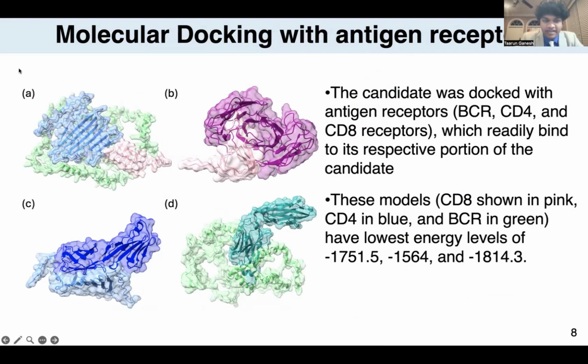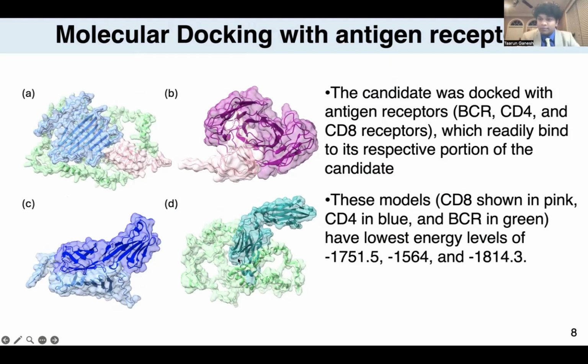So you can see in figure A here, we've color-coded our vaccine candidate: blue for our CD4, or helper T cell epitopes, pink for our CD8, or cytotoxic T cell epitopes, and green for our B cell epitopes. Using each respective portion of our vaccine candidate, we docked it with its respective antigen receptor. So you can see here in B, we have CD8 with its CD8 receptor, in C, we have CD4 with its CD4 receptor, and in D, we have the B cell epitopes with its B cell receptor.